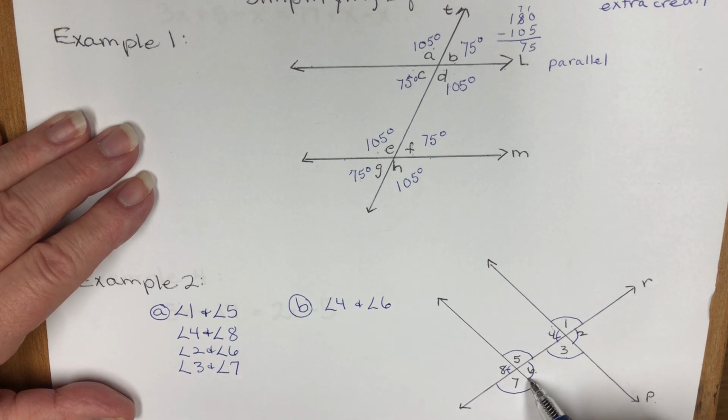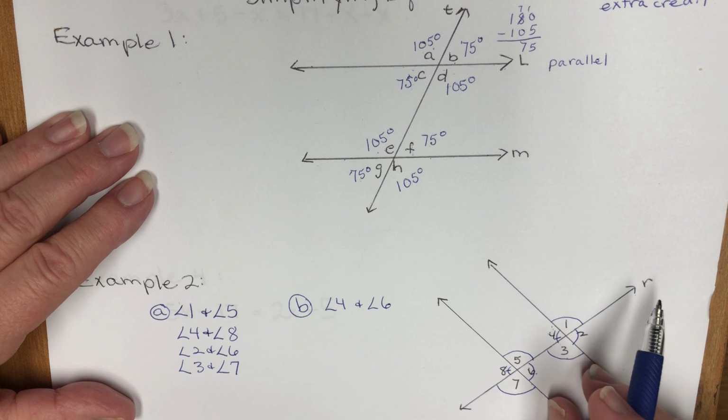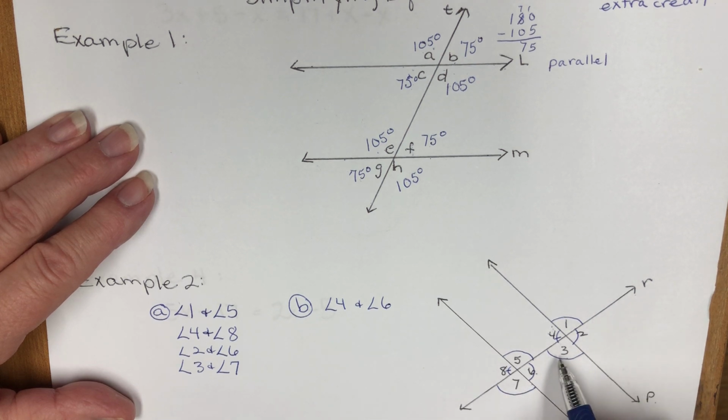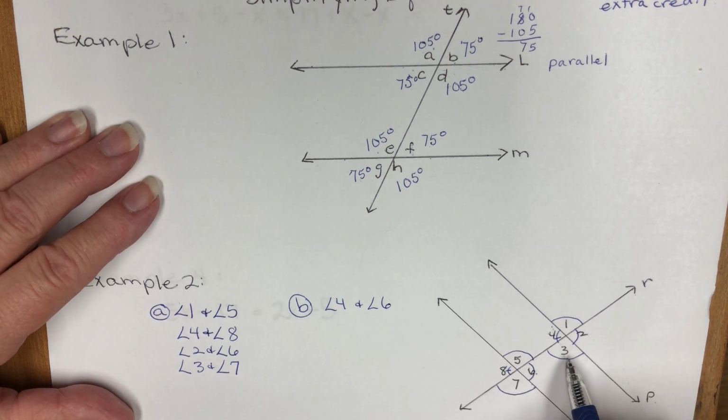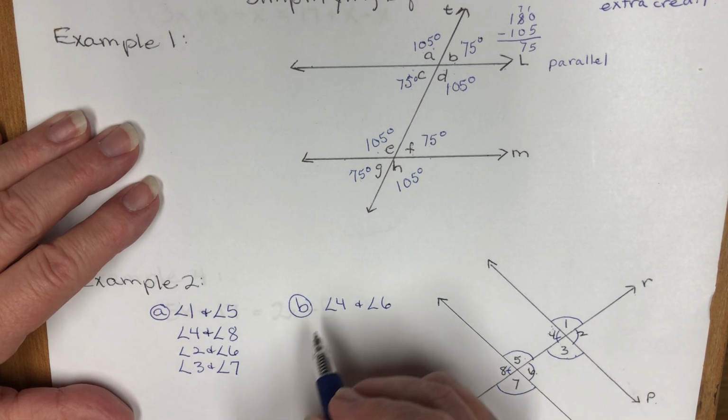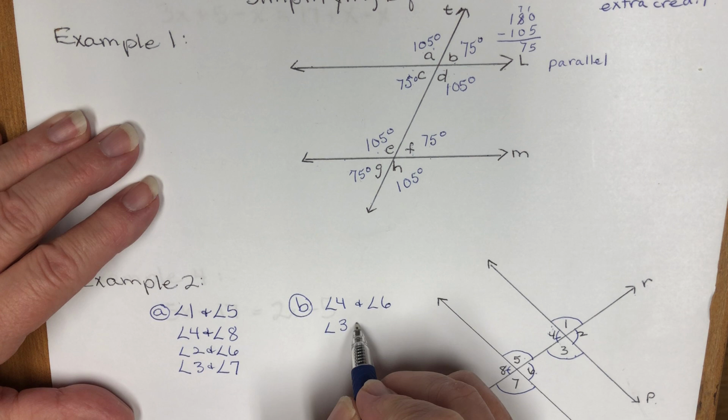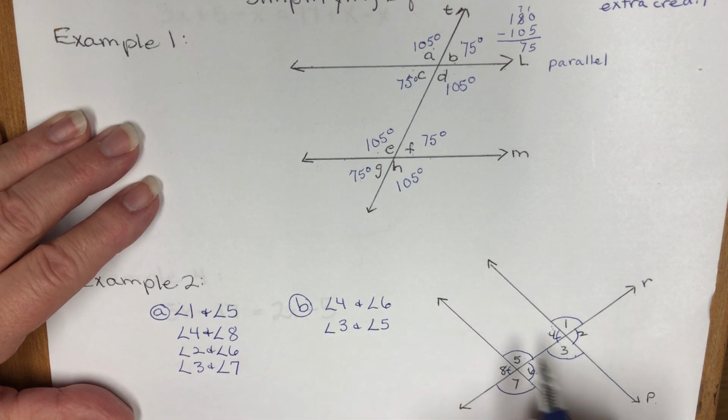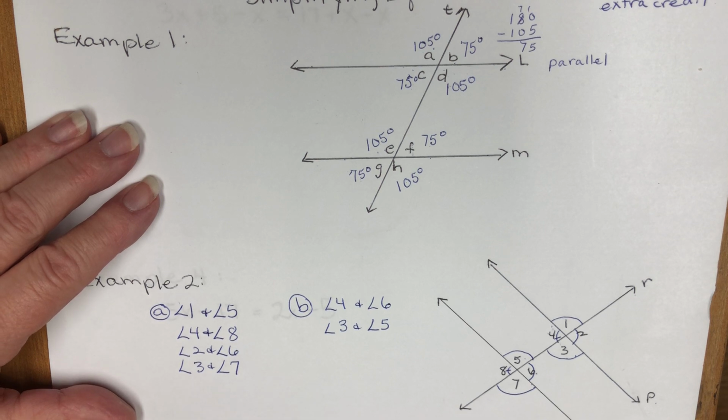They're alternate because they're on opposite sides of the transversal. They're interior because they're inside the parallel lines. The other pair is angle 3 and angle 5. And now we've identified our two pairs of alternate interior angles.